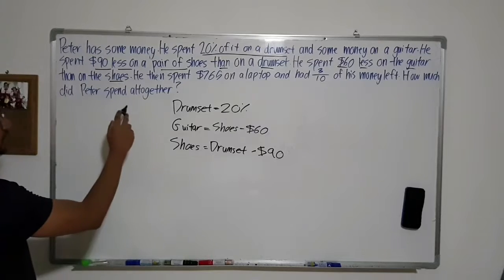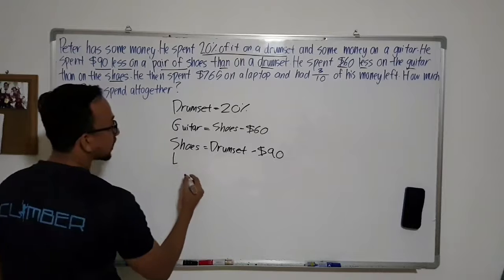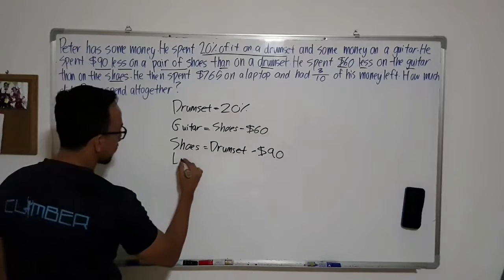Next sentence: he then spent $765 on the laptop and had 3/10 of his money left. Okay, now you write out laptop.